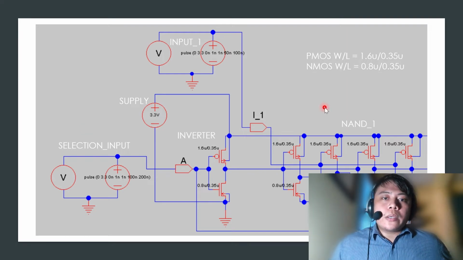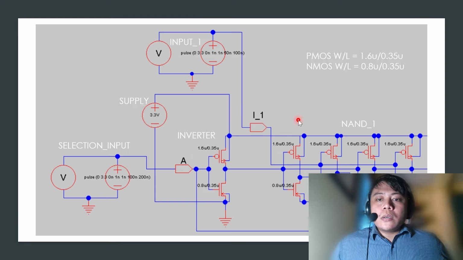On this block, for the PMOS, the width and length ratio is 1.6 over 0.35 microns, and NMOS is 0.8 over 0.35 microns. Then on this block also, we can see that we have an inverter here for the A input. Then for the selection input, we have a data stream using a pulse of 0 to 3.3 volts, 0 nanosecond delay. Then rise time and fall time is 1 nanosecond, and the period is 200 nanoseconds with 50% duty cycle. The supply of the circuit is 3.3 volts.